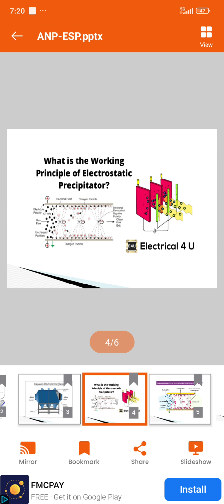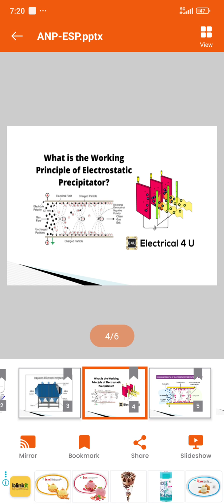You can see here there is an arrow showing the clean gas flow. In between there is an electric flux, which you can see here. It also shows electrode plates with a positive charge, while the gas stream has particles with a negative charge, and all these negatively charged particles will settle on these two plates. So this is the working principle of the electrostatic precipitator.